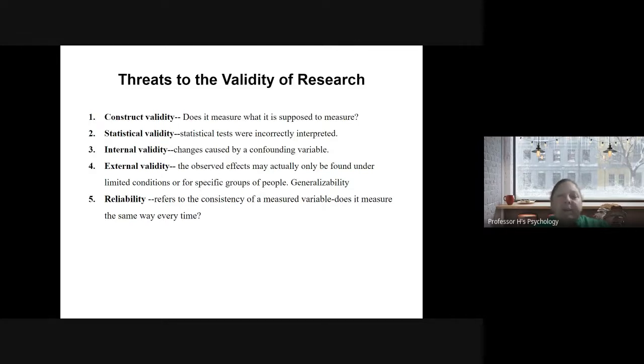And then reliability. That refers to the consistency of a measured variable. Does it measure the same way every time? In our case, our study was reliable because the way we were measuring our button presses and the duration of the button press was the same for every person in the study. It was the same every time. There was no variation in it, so it was very reliable.